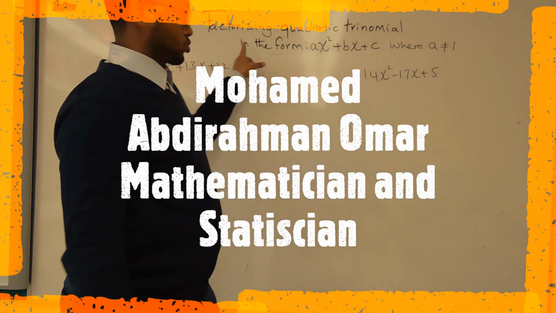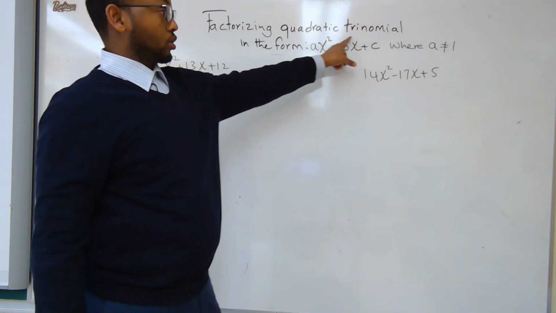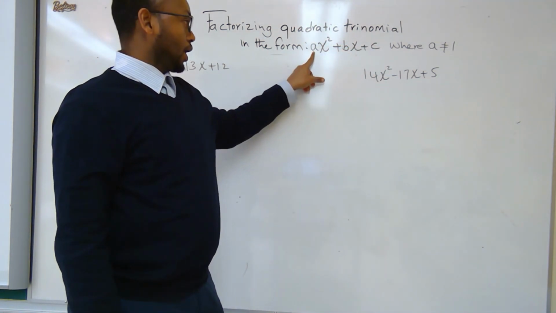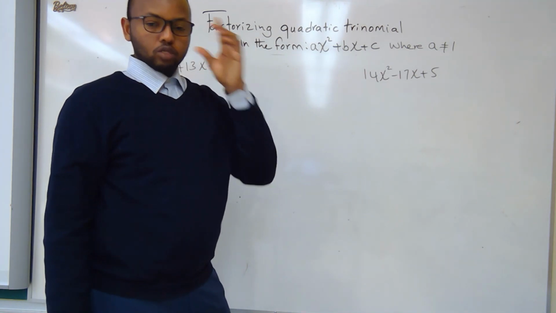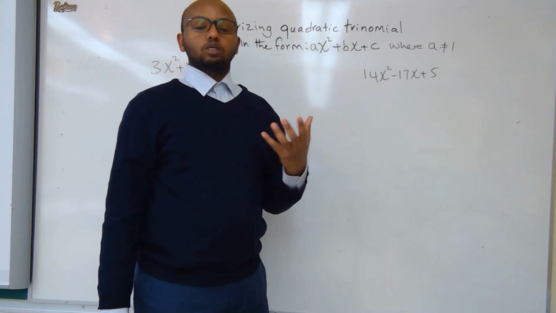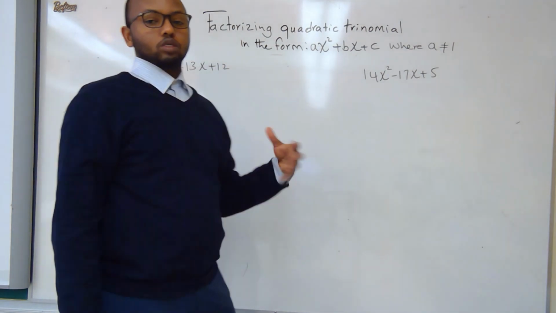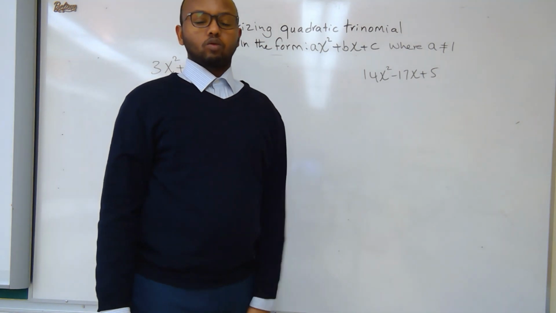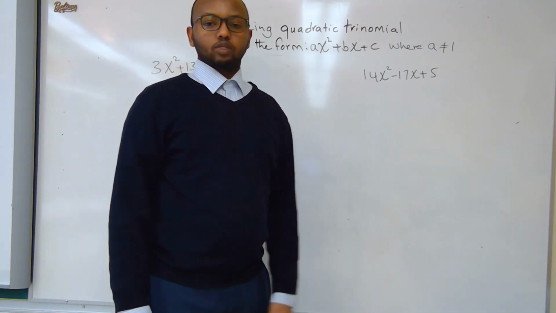Bismillahirrahmanirrahim. Today I would like to talk about factorization of a quadratic trinomial in this form, where a is not equal to 1. Last lesson, a was equal to 1, but now you get a quadratic where the coefficient of a is not equal to 1. So how do you solve this equation?